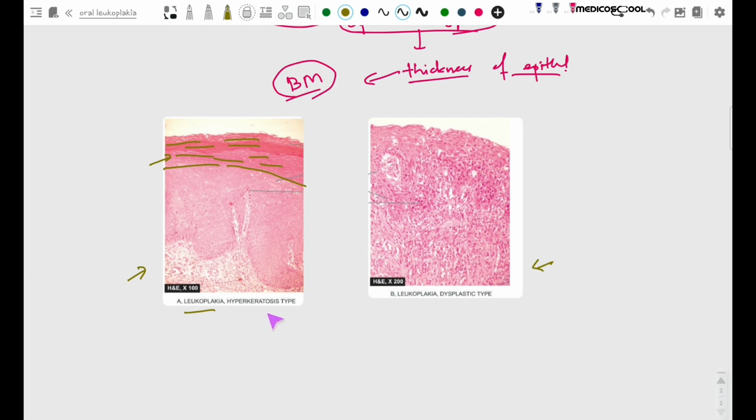In contrast to the hyperkeratotic form, in the dysplastic form, you can see the cells in which there are dysplastic features, like pleomorphism, in which some cells are large and some cells are small. The hyperchromatism shown by the dark nucleus. You can also see that there is no intact basement membrane.